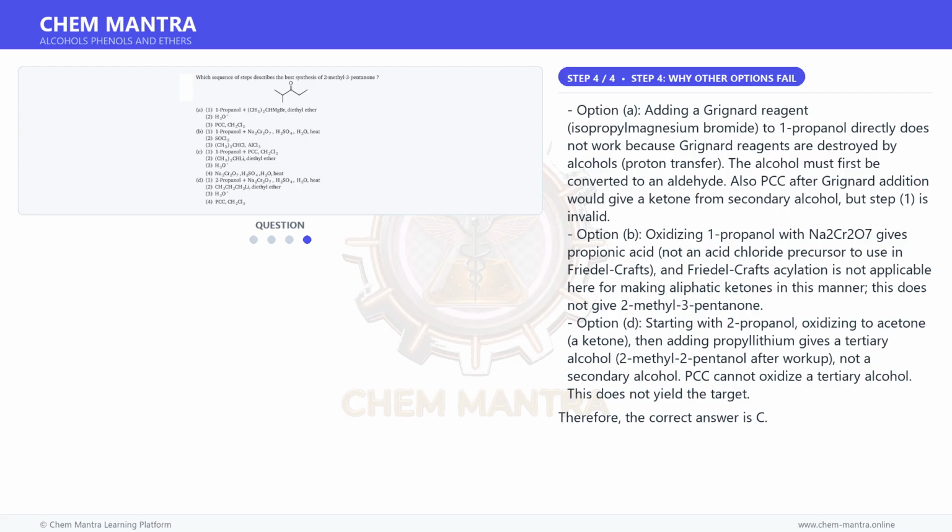Option A. Adding a Grignard reagent, isopropylmagnesium bromide, to 1-propanol directly does not work because Grignard reagents are destroyed by alcohol's proton transfer. The alcohol must first be converted to an aldehyde. Also, PCC after Grignard addition would give a ketone from the secondary alcohol, but step 1 is invalid.